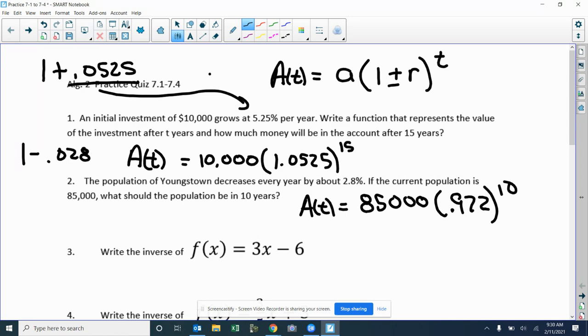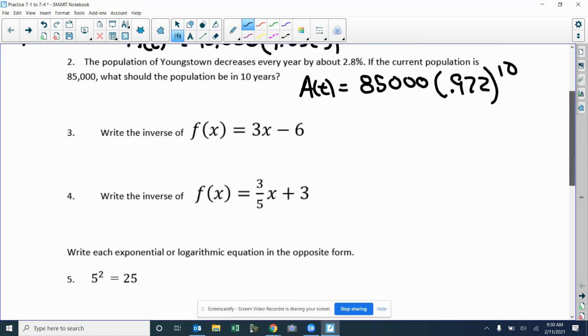Questions on 1 or 2, same type of problem, aren't they? One's a growth, one's a decay. Where's the part you can mess up? Make sure you get the right rate in the bracket. So it's 1 plus if it's a growth, it's 1 minus if it's decay. Everybody feel comfortable with the first 2? Somebody had some questions yesterday on the inverse one, so let's take a look at those now.